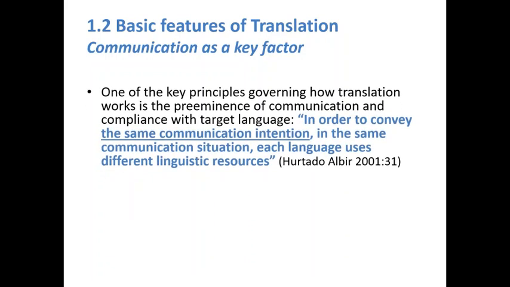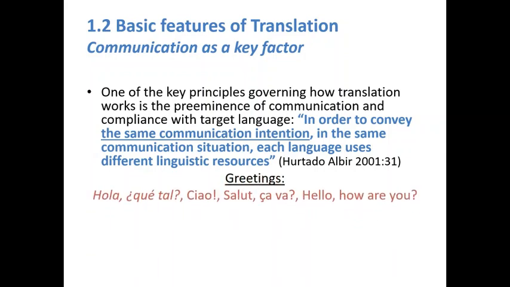So, when we talk about these basic features of translation and we come back to them, we see communication as the key factor. We must remember that in order to convey the same communication intention as the source text author had in mind when he or she wrote the text, in the same communication situation, each language uses different linguistic resources. We don't use, and this is a problem of equivalence, are we achieving equivalent intentions, equivalent meanings, equivalent forms? When it comes to form, it is obvious that different languages use different linguistic elements or linguistic resources to express a similar communicative intention.